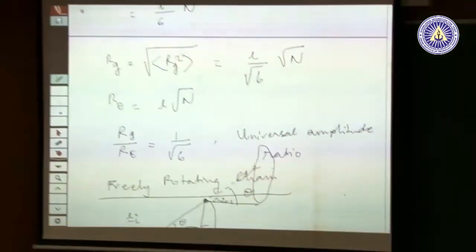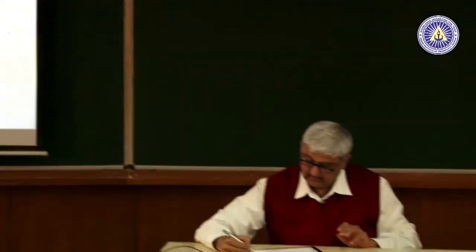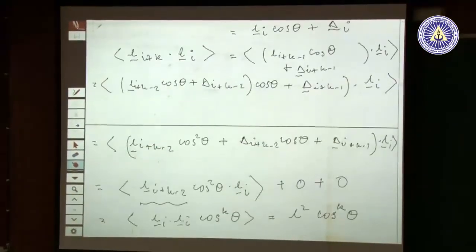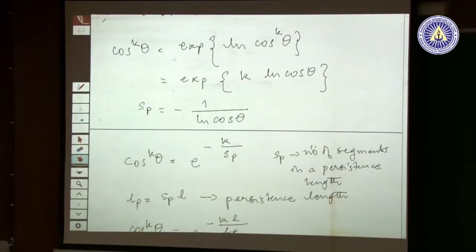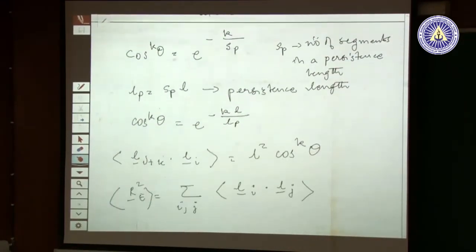Sir, how exactly do we define the persistence length? Okay, so we saw if you take Li dotted with Li plus k, we derived this result, and we saw this cos to the power of k theta could be written as e to the power of minus k over sp, or in fact e to the power of minus kl over lp. So what is this saying?